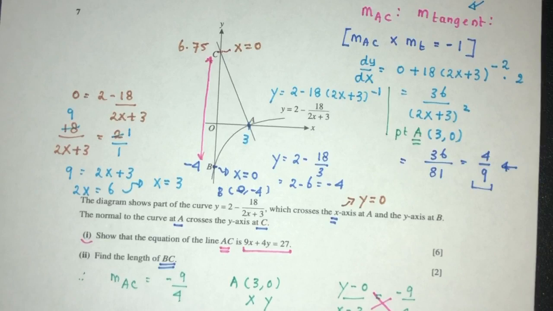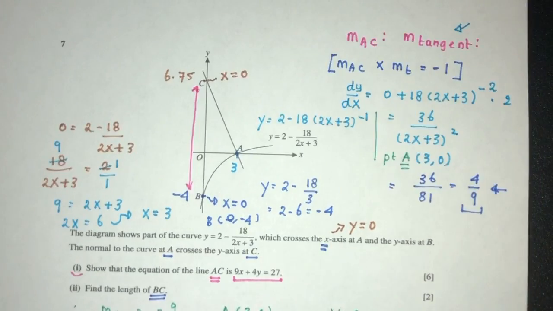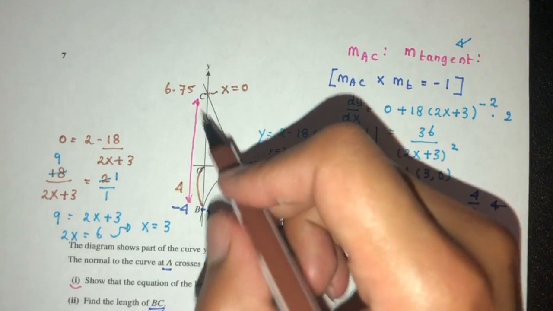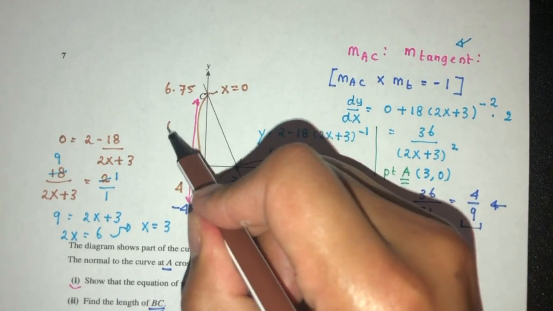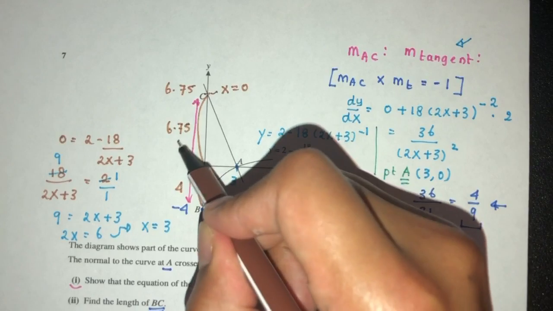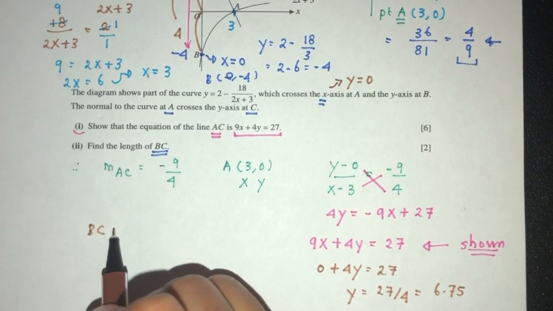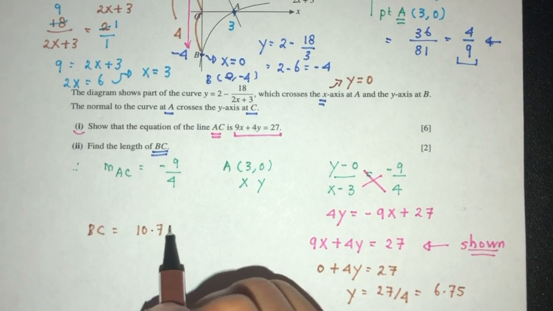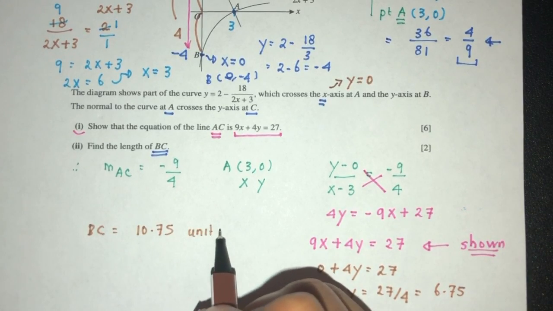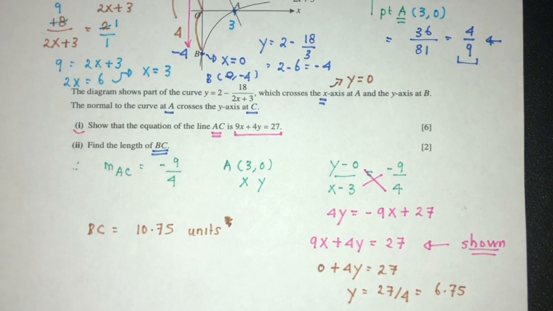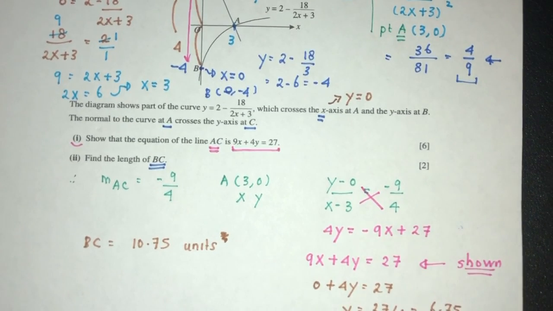Or you can look at this in this way. From B we go to 0, it is 4. From 4 going to this, it is 6.75. So together should be 10.75, right? So the distance of BC should be 10.75 units. Now again, it is an exact value. Sorry about this. We don't need to round it to 3 SF. It is the exact value 10.75. And that will be your question, part 2.